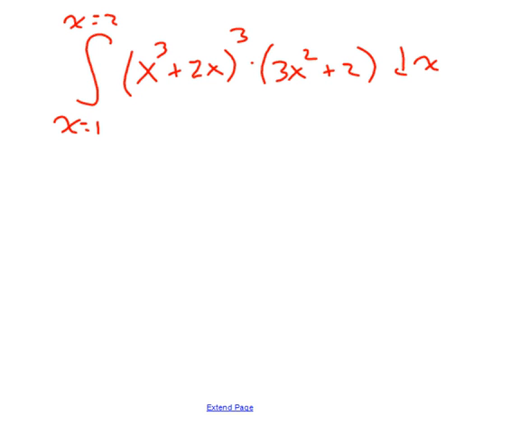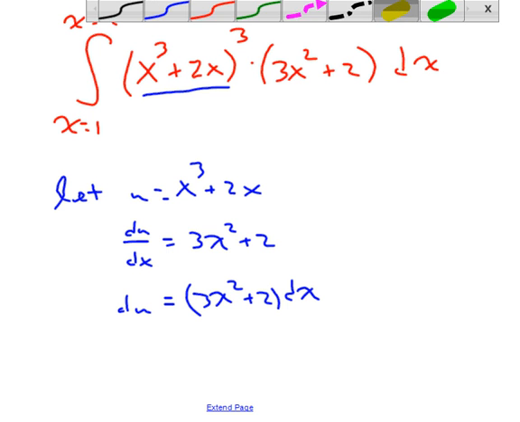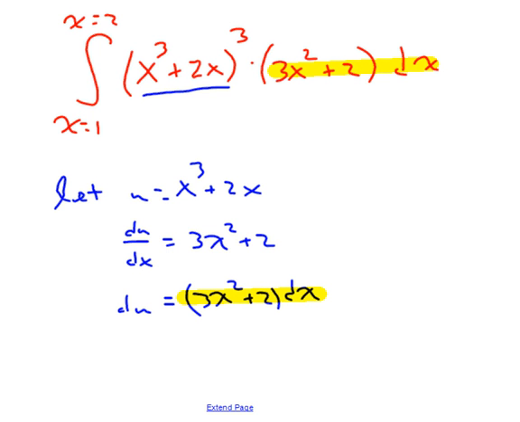Okay, so steps. Find u. Let u equal x cubed plus 2x. Then what? Take the derivative and find du. This worked out nicely for us. Of course, because we made it work out nicely.